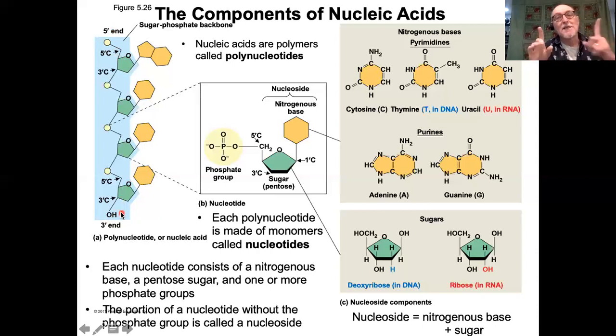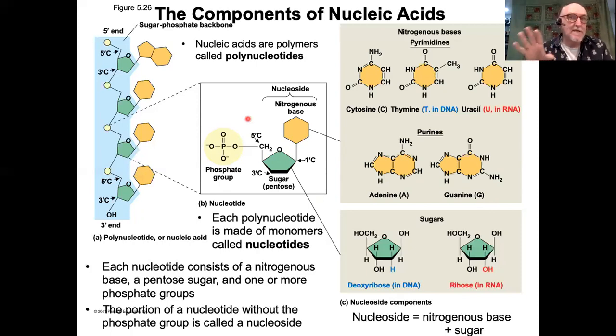But DNA is not a single molecule. RNA is. RNA looks like this. It's a single chain. But DNA is not. DNA is a double molecule. And I should just tell you quickly something about this early work on DNA.